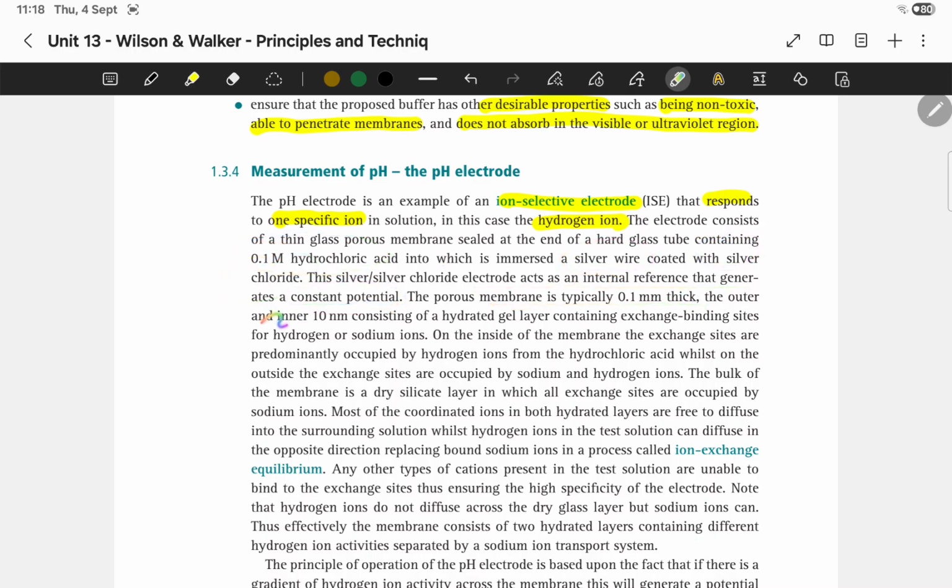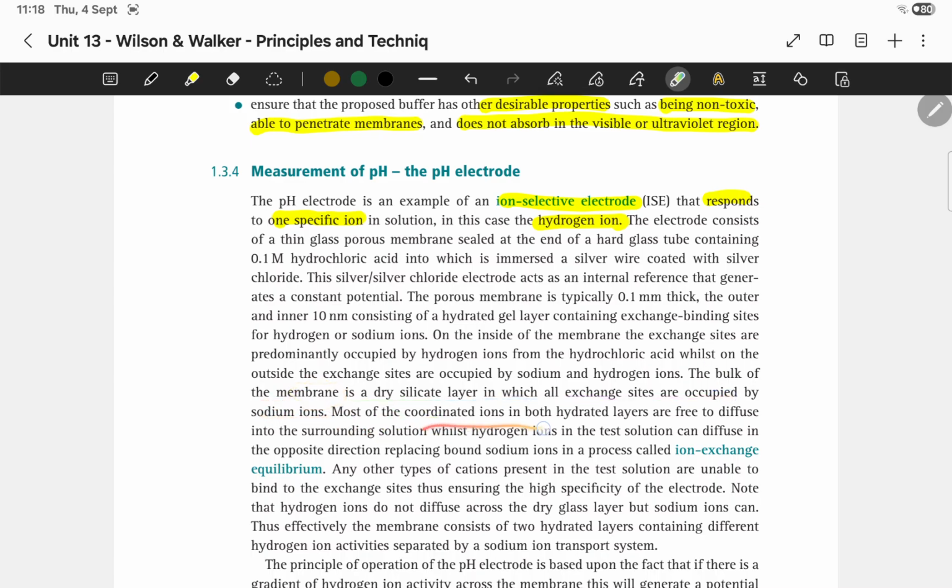The outer and inner 10 nm consist of a hydrated gel layer containing exchange binding sites for hydrogen and sodium ions. On the inside of the membrane, the exchange sites are predominantly occupied by hydrogen ions from the hydrochloric acid, whilst on the outside the exchange sites are occupied by sodium and hydrogen ions. The bulk of the membrane is a dry silicate layer in which all exchange sites are occupied by sodium ions.